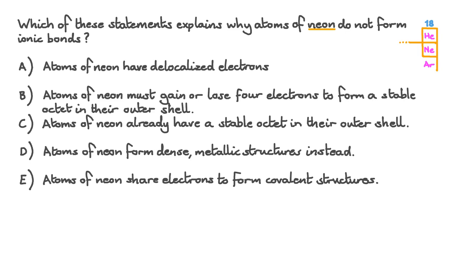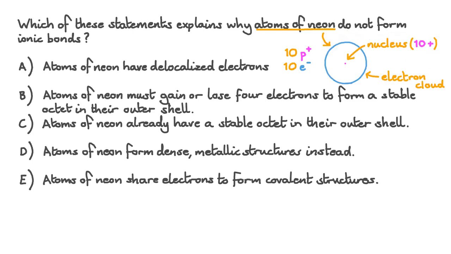Neon is an element to be found in group 18, otherwise known as group 8, of the periodic table. The atomic number of neon is 10. This means that an atom of neon will contain 10 protons in its nucleus, and since atoms are by definition neutral, will need 10 electrons as well. So our atoms of neon consist of a nucleus with a 10 plus charge surrounded by 10 electrons in an electron cloud. Ionic bonds are electrostatic attractions between positively and negatively charged ions.